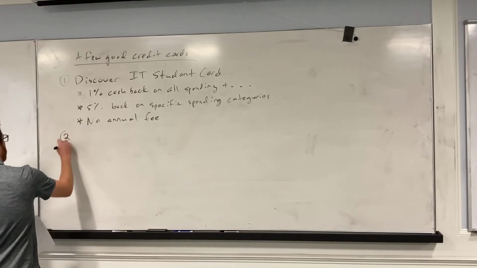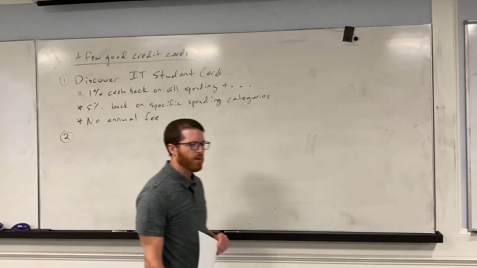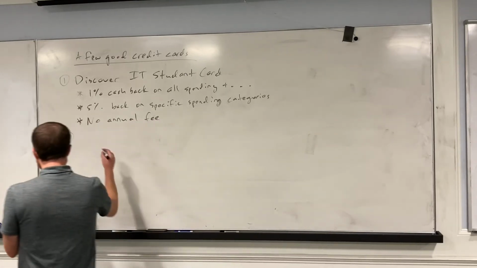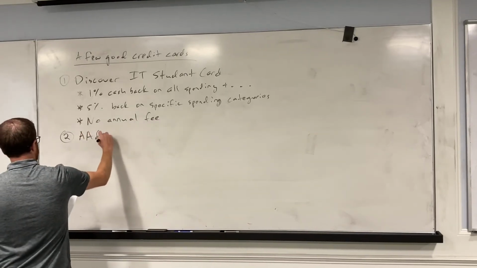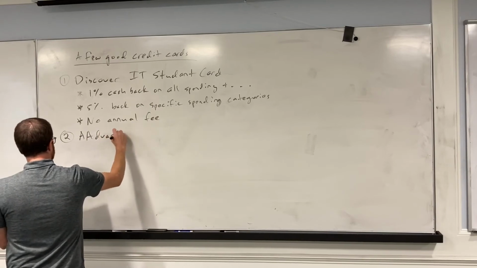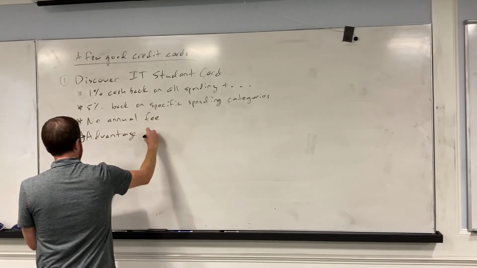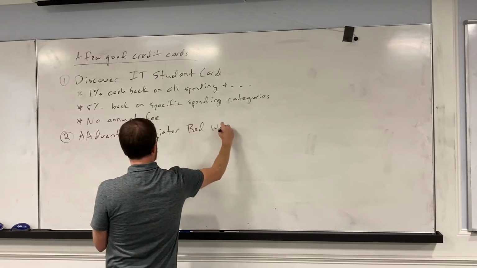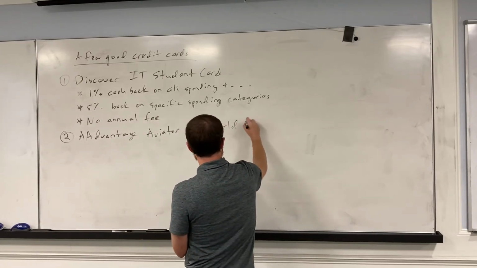Let's say instead of getting cash back, you have something very specific in mind. Let's say you want to fly to Europe. Well, there are credit cards for that. There's the AA Advantage. Boy, this one has a terrible name. If I worked for this company, I would go to the boss right now and say, why are we naming our credit cards all this crap?